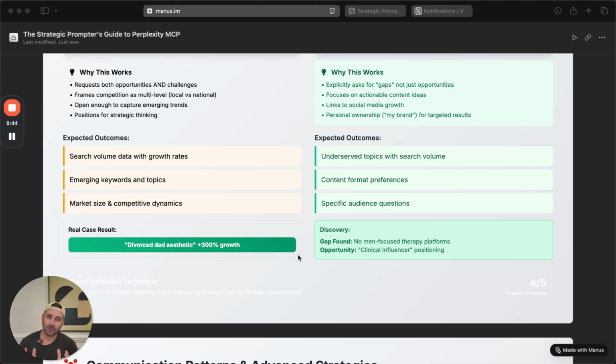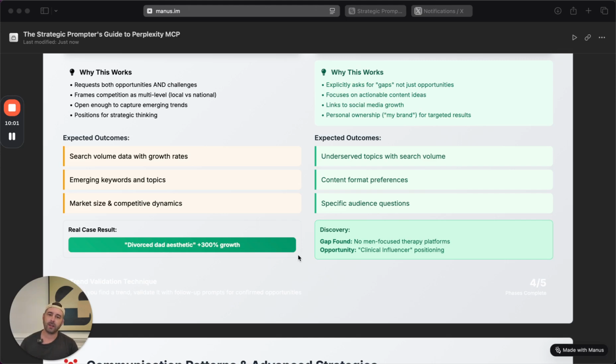I found my unique angle. My unique angle is that there are no men-focused therapy platforms out there. You have BetterHelp, you have things like that, but no one's really owning that specific men's market, at least based on this research. Could be proven wrong. Let me know if I am.